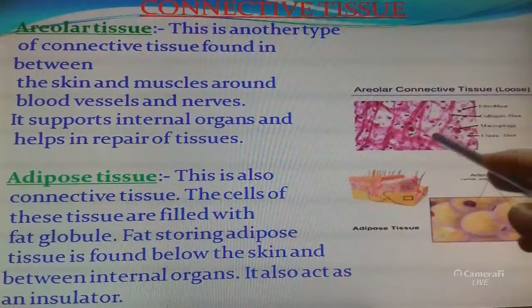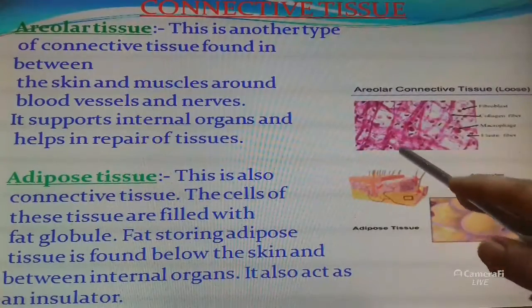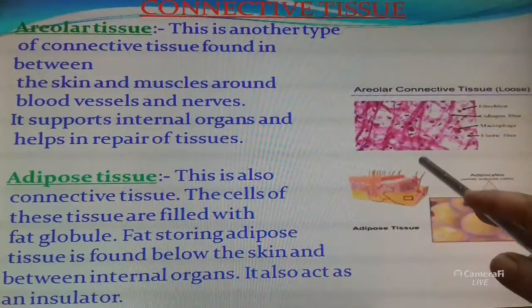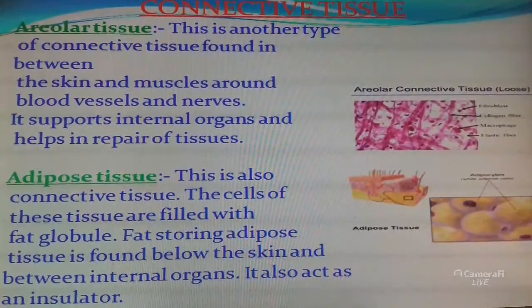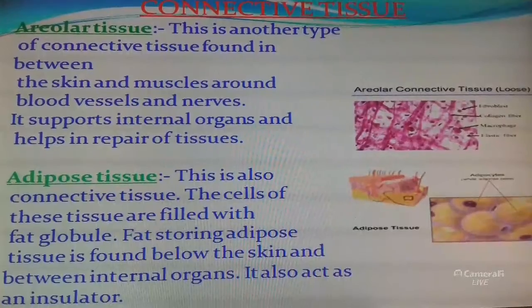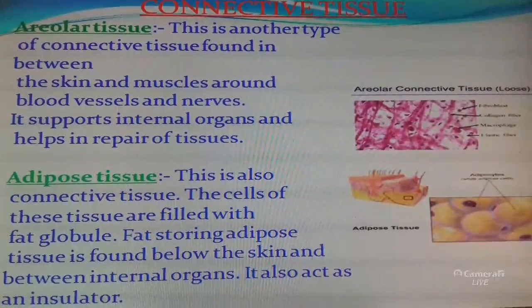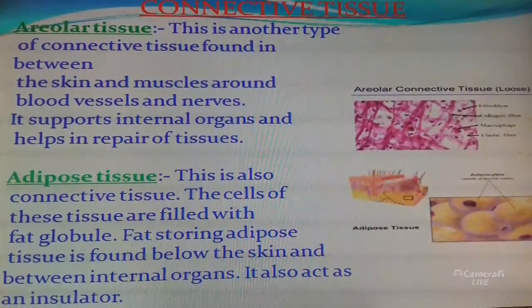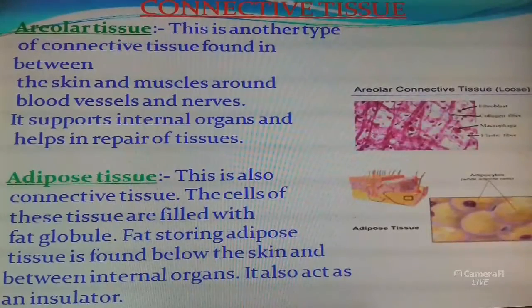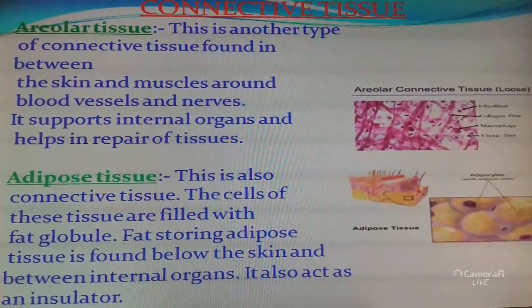So what is areolar tissue? In this type of tissue, the matrix is transparent, gelatinous and sticky, and the fibers are loosely arranged. It fills the space inside the organs, supports internal organs and helps in repair of tissue. It is found between the skin and muscles, around blood vessels and nerves, and also present in the bone marrow.